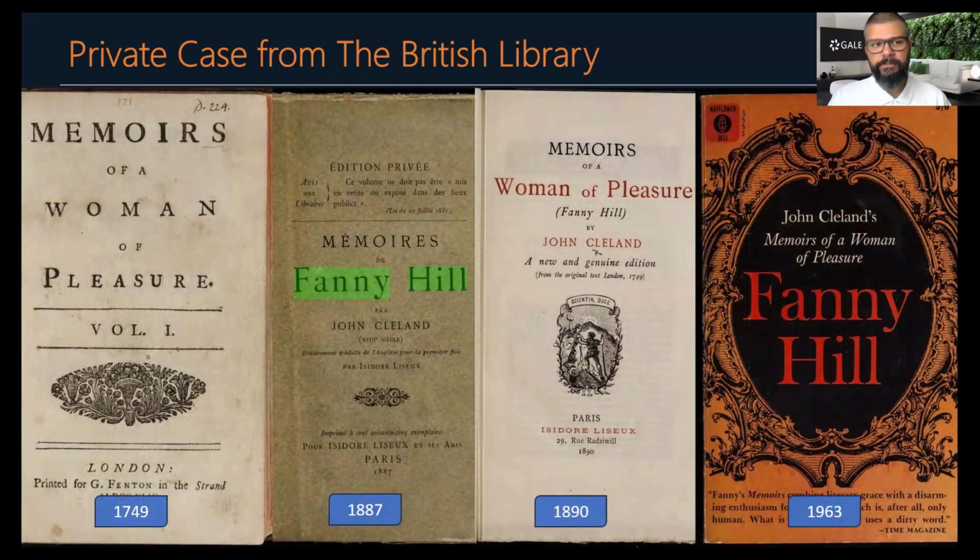But it also contains some of the earliest published works on homosexuality. And in fact, one of the most widely prosecuted books at that particular point in time was the Memoirs of a Woman of Pleasure from 1749. It was first published in 1748.